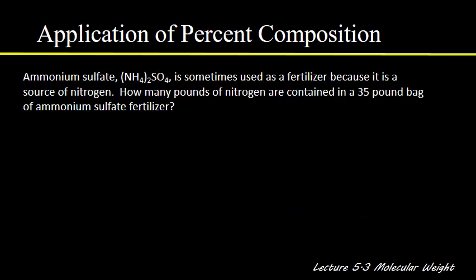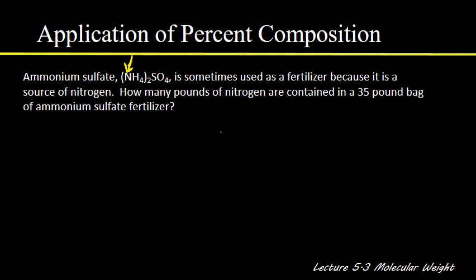So, application of percent composition. Why is percent composition important? One of the ways that it's important is if you know the percent composition, you can easily calculate the amount of each element in a compound. And we can keep using this ammonium sulfate as an example. So ammonium sulfate is often used as a fertilizer because nitrogen is one of the things that plants need desperately. The three main nutrients that plants need are nitrogen, potassium, and phosphorus. So ammonium sulfate is used as a fertilizer sometimes.